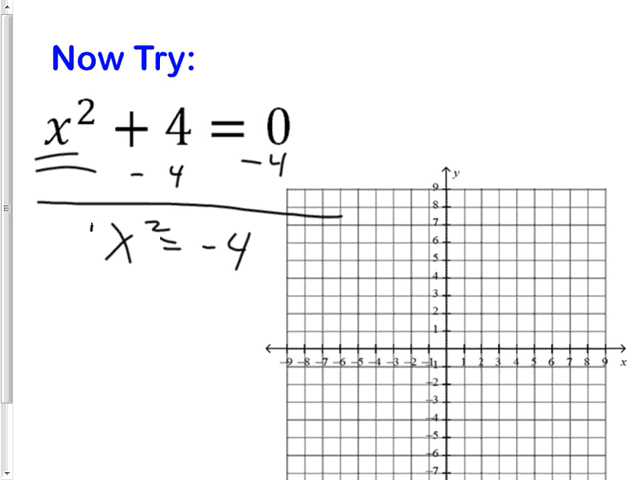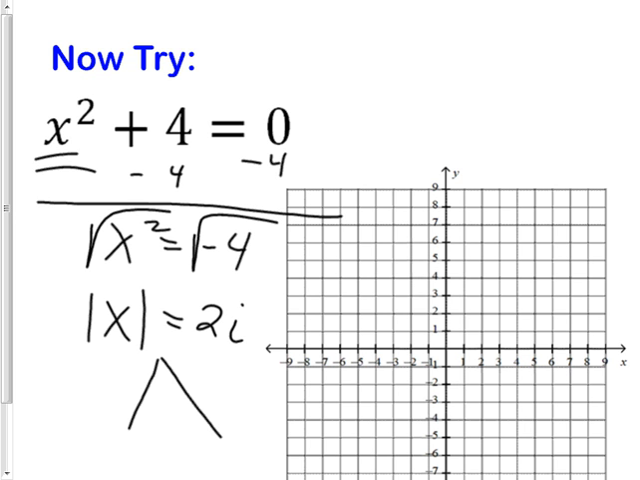Square root. Absolute value of x. So important. And then what's the square root of negative 4? We just learned that yesterday. Not just 2. 2i. And now it's almost done. Solve that. Make two equations. They're identical except for one little negative sign.